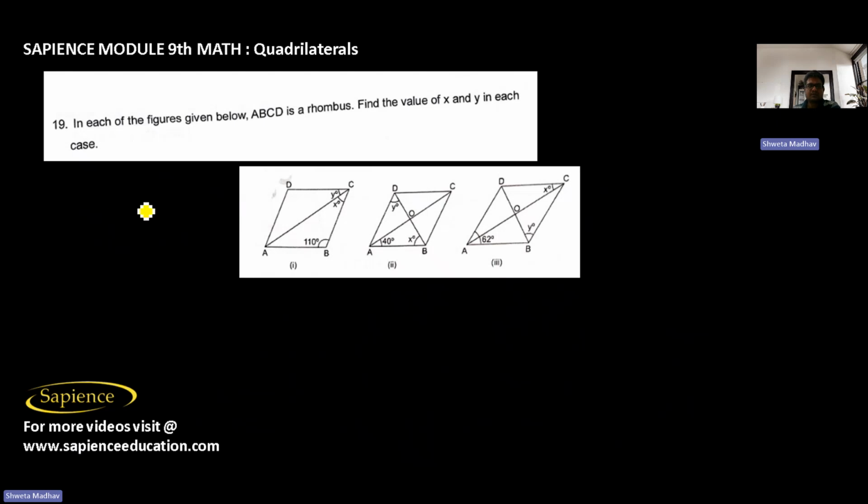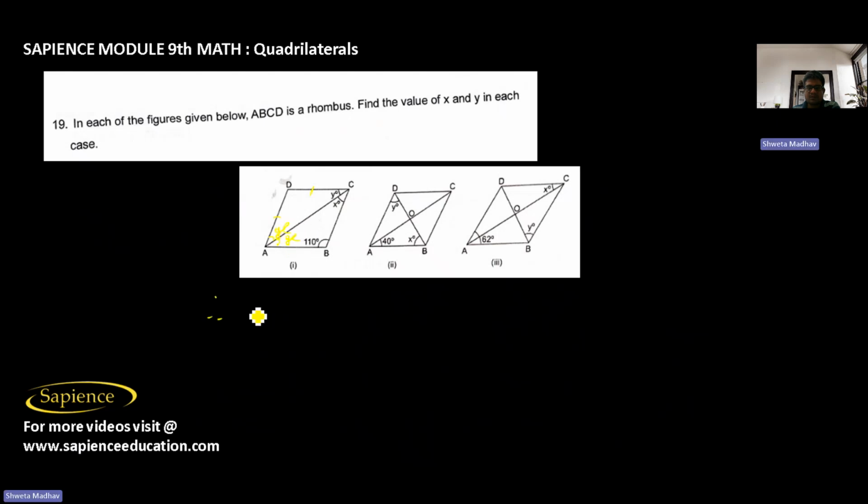Then here it is told, in each of the figures given below, ABCD is a rhombus, and find the value of x and y in each case. Now, this is a rhombus, so if this is y, this is also y. Obviously this is x, this is y. The opposite sides are parallel, so this is y, this is also y, this is x, this is also x.